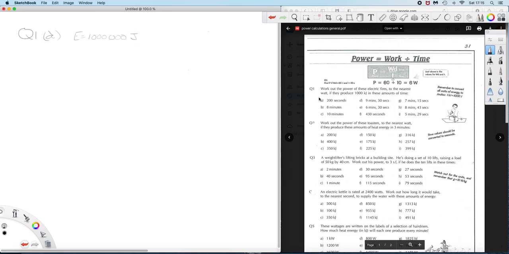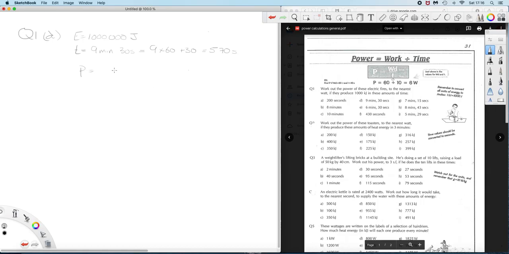And part D says our time is 9 minutes and 30 seconds. So 9 minutes and 30 seconds in seconds, because we always want to have our time in seconds, would be 9 times 60 seconds plus 30. 9 times 60 is 540 plus 30 is 570 seconds. The formula then, power is work divided by time, or energy divided by time, remembering that work and energy are the same thing.